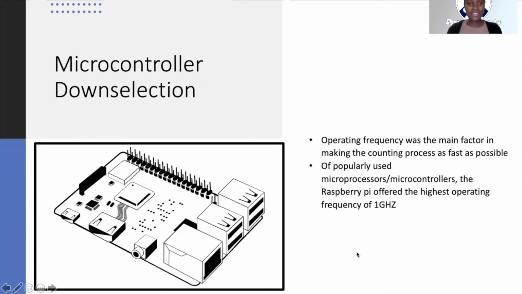Another important thing that I will talk about is the microcontroller down selection. One thing here is that operating frequency was the biggest factor. We wanted the device that would provide us with the highest operating frequency possible. And so the Raspberry Pi offered the highest, with 1 gigahertz.